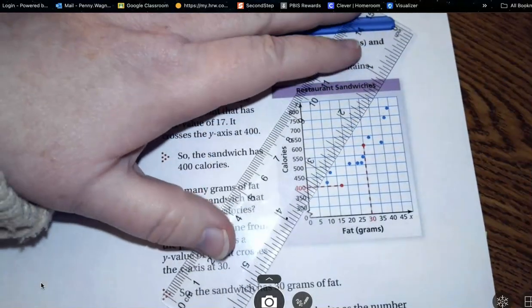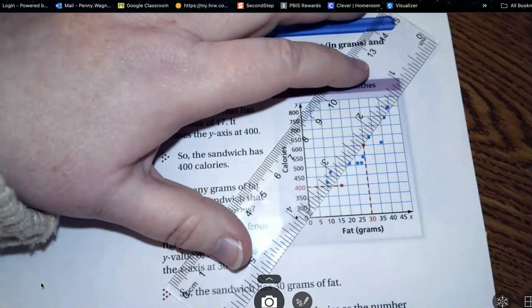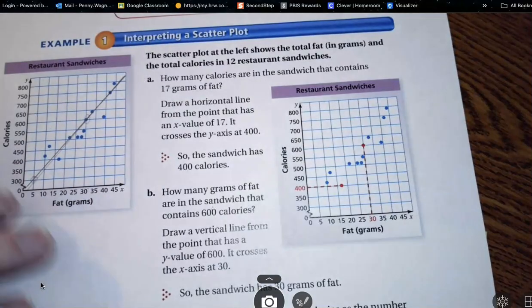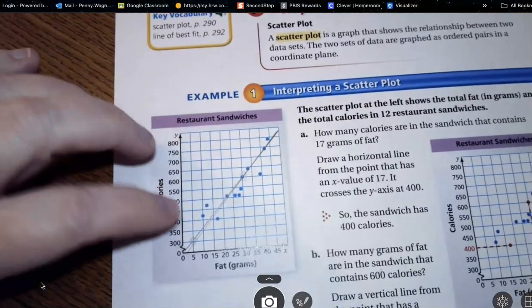Okay? If I take a look at this one, let's get the glare off of it. I think that's the same graph. But anyway, I wanted to show you what that would be like. Okay?